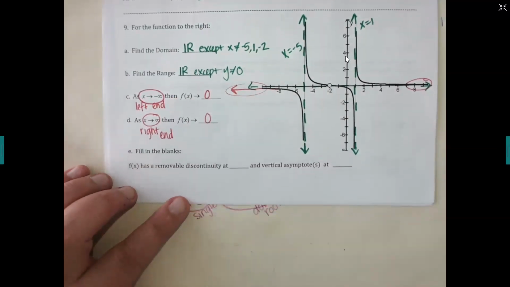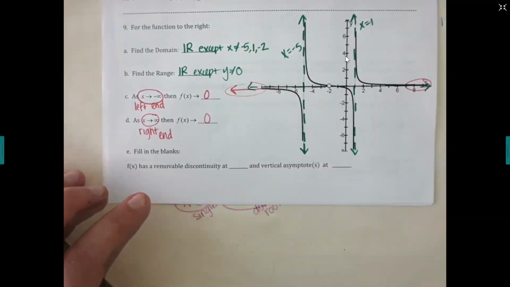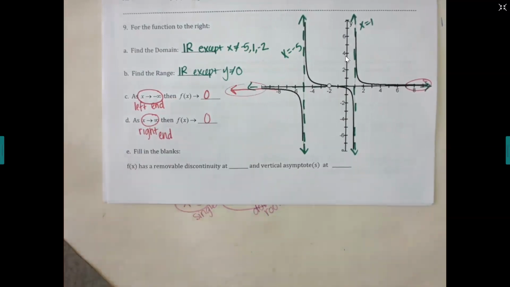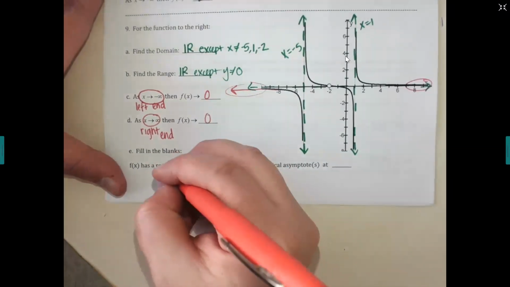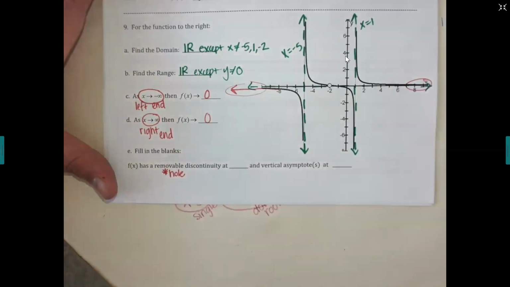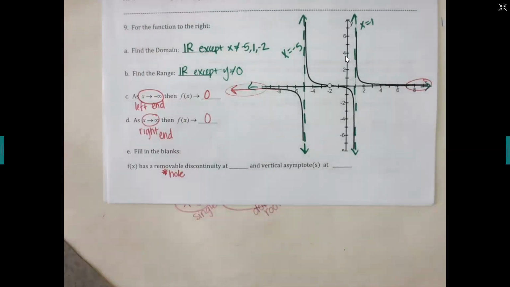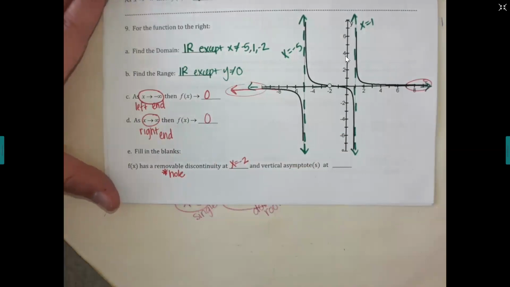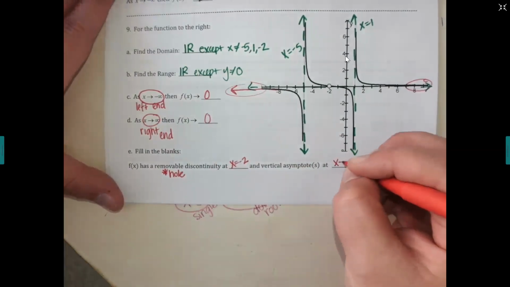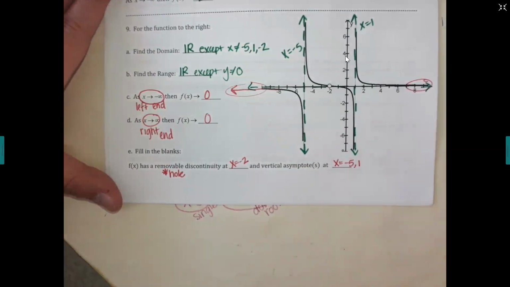Do we remember what a removable discontinuity is? It's the fancy way of saying a hole, okay? And on your exam, it is gonna call it a removable discontinuity. That's like the mathy math term. We've been calling it a hole, but removable discontinuity is the same. So where's the removable discontinuity? Okay, at -2. And then it says we have vertical asymptotes at x equals, we already named those, -5 and 1.